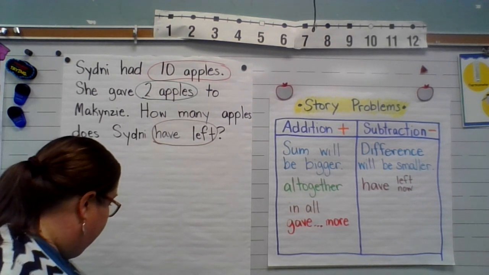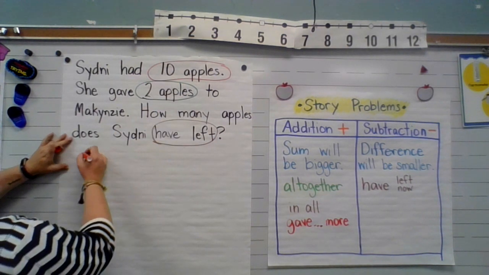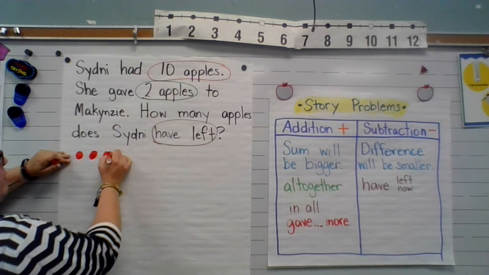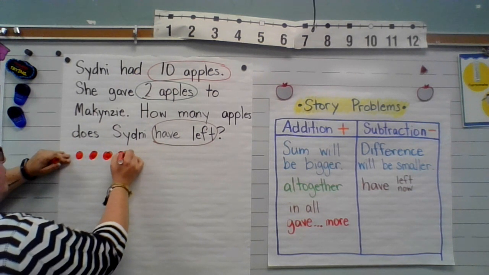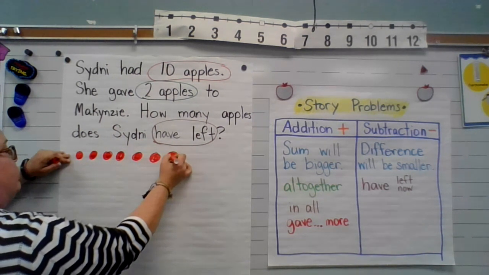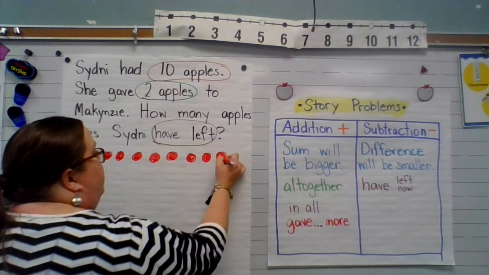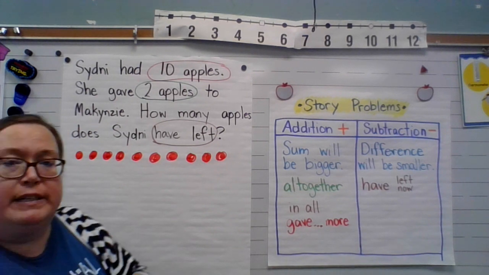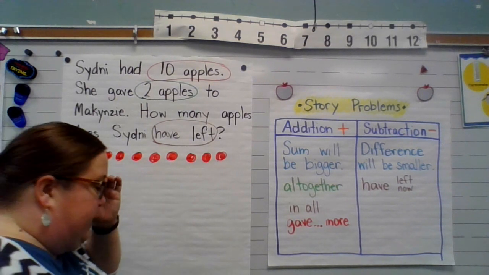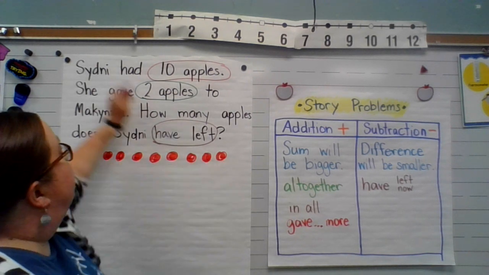Okay, there are 10 apples. So I'm going to start with the picture. I'm going to draw 10 dots for my apples. 2, 3, 4, 5, 6, 7, 8, 9, 10. And I hope you notice that my circles aren't super perfect. When you're drawing a quick little drawing like this, the perfection doesn't matter. Okay. So we have a picture drawing of the first part.